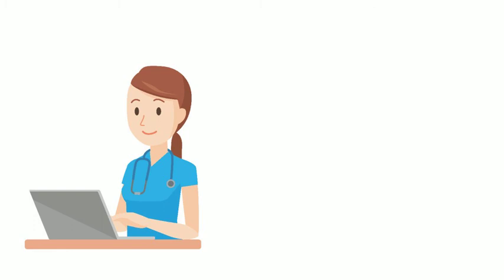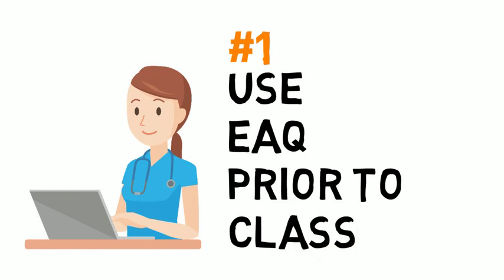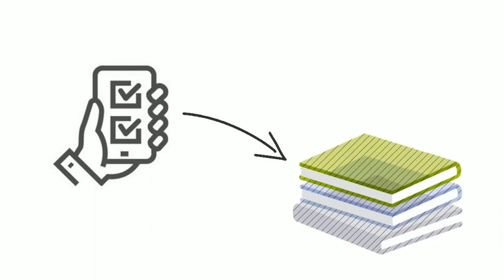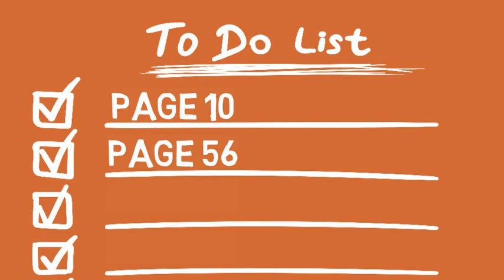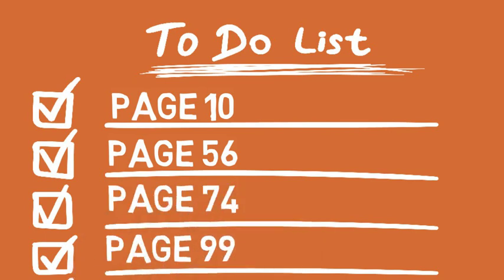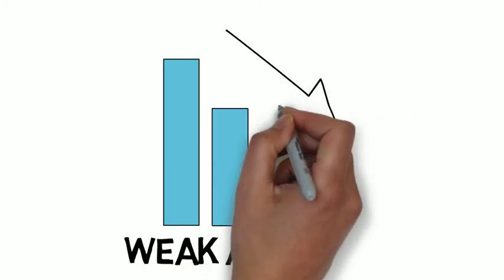The first strategy is to use EAQ prior to class to help learn course content. Students can create weekly quizzes in EAQ related to textbook chapters that are being covered in class that week. For every question in EAQ, students will receive a rationale with page numbers to refer to in their textbook.